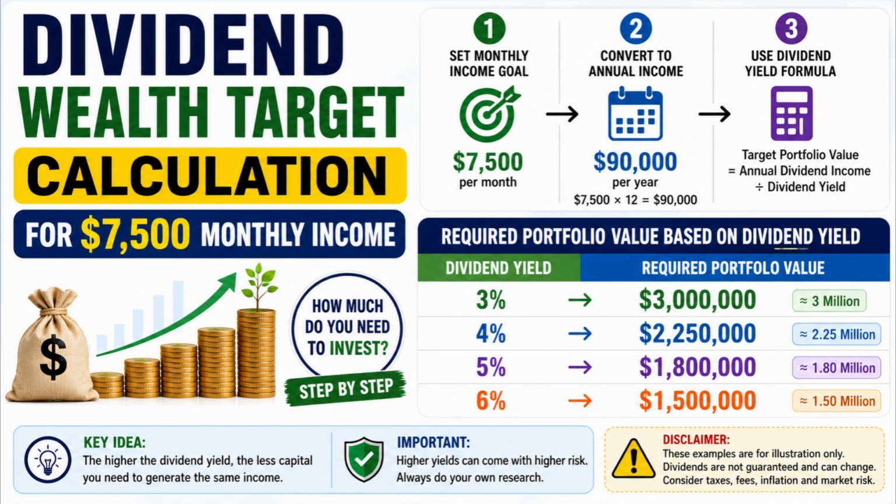First, set the monthly income goal. In this example, the target is $7,500 per month. That means the portfolio should generate enough dividend income every single month to reach that amount. Next, convert the monthly target into annual income, because dividend calculations are easier to understand on a yearly basis. Since there are 12 months in a year, we multiply $7,500 by 12. As a result, the annual dividend income goal becomes $90,000 per year.